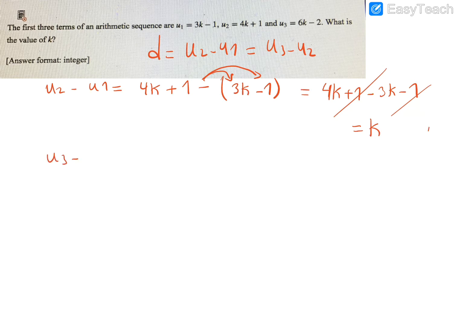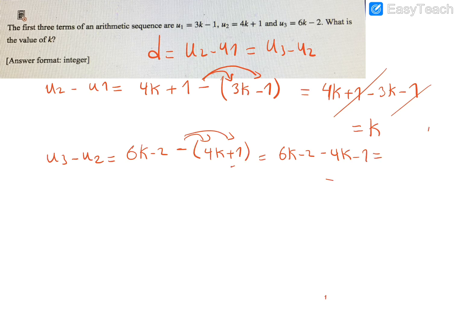Let's see the second option. I have this option as well. u3 minus u2 is the same as u2 minus u1. So how about finding u3 minus u2? I have u3, which is 6k minus 2 minus, again, I will use a bracket for u2, (4k plus 1). Let's distribute that. So that will be 6k minus 2 minus 4k minus 1, which will be 2k minus 3.